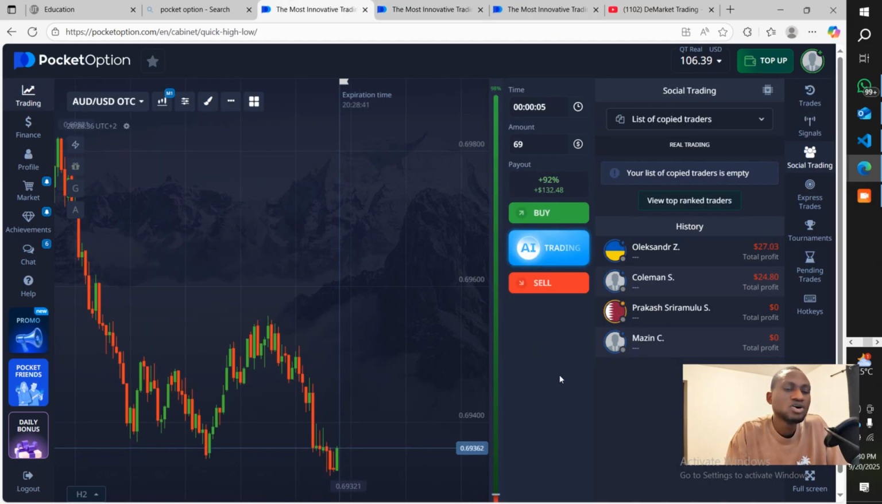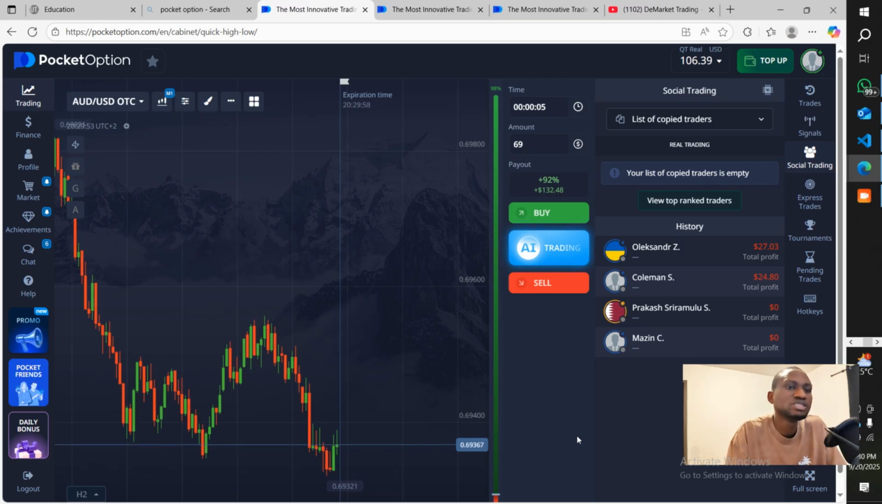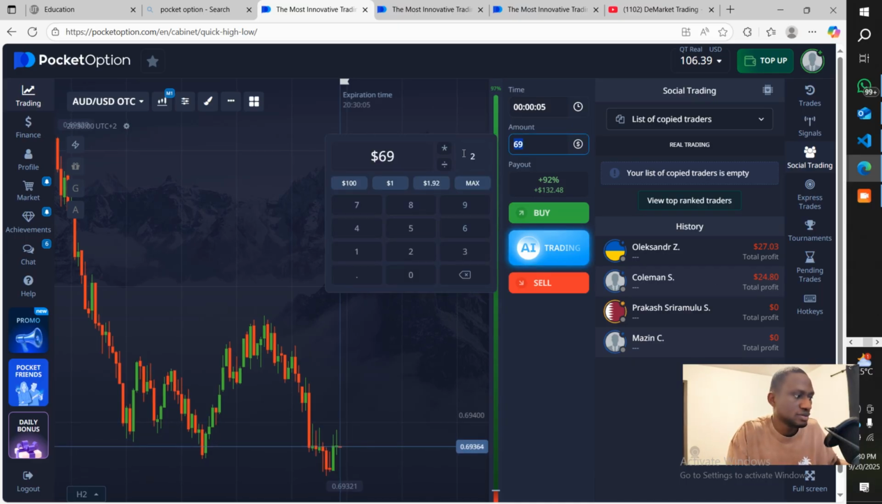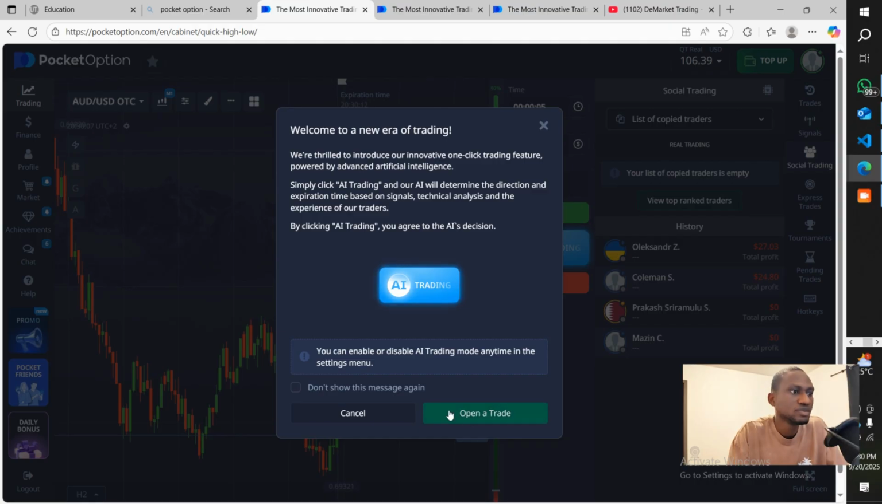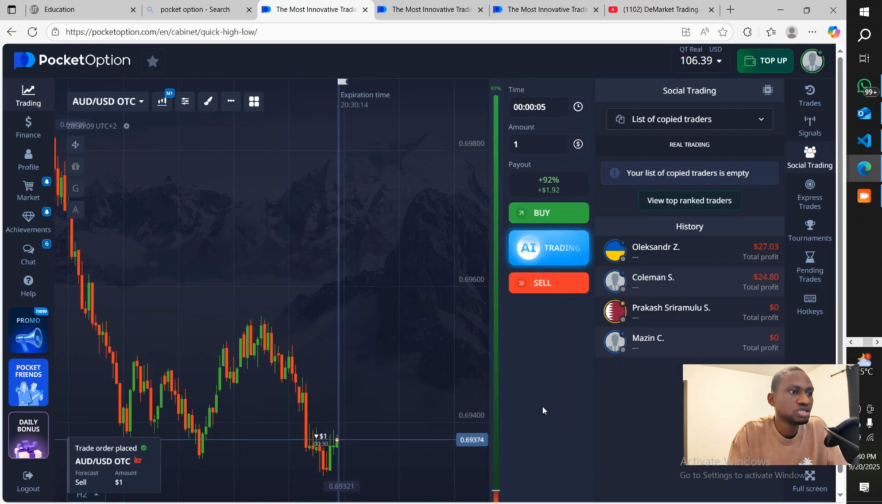Now overall, is the AI trading worth it? I will say yes and I will say no. In terms of simplicity, let me show you. I will put $1 here. So let's assume I want to use AI trading right now just to decide the direction of the market for me. I'll click on AI trading and I'll click on open trade. You can see it's already opened a trade for me.